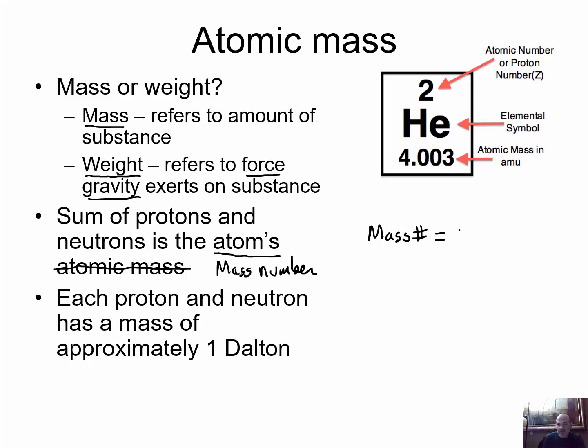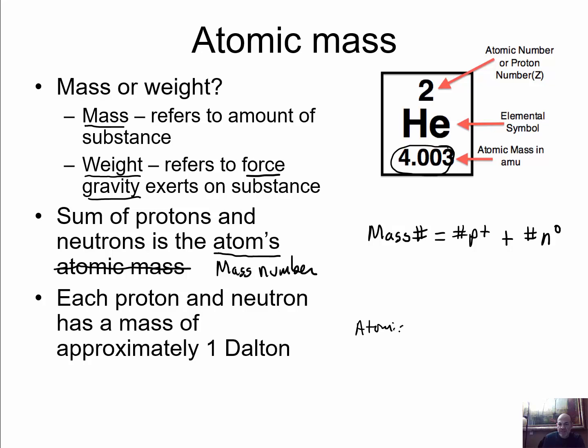So the mass number is equal to the number of protons plus the number of neutrons. Okay. That's different than atomic mass. The atomic mass is given in the periodic table, but the atomic mass is something different. And so I'm going to define that for you here.